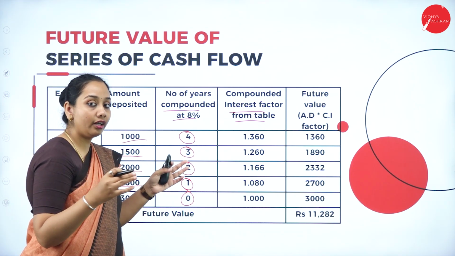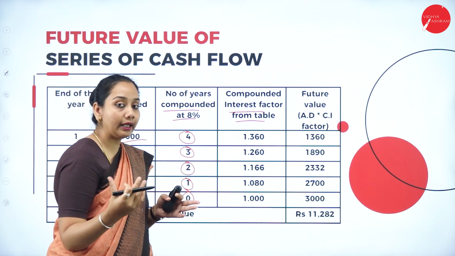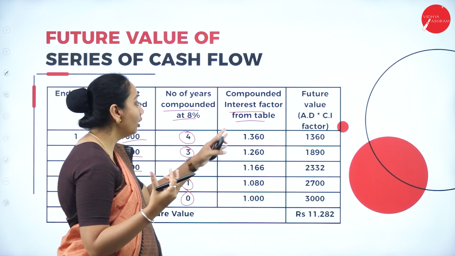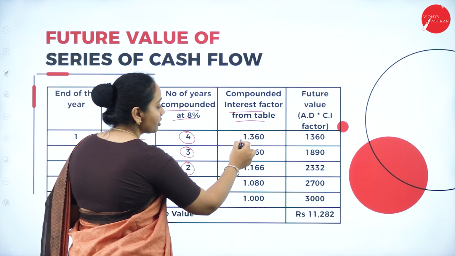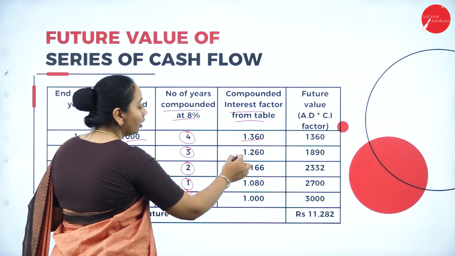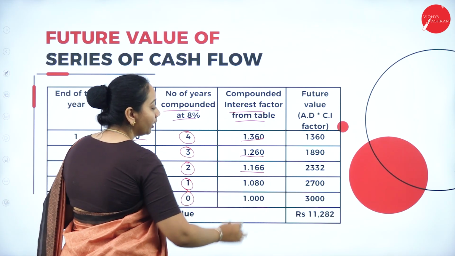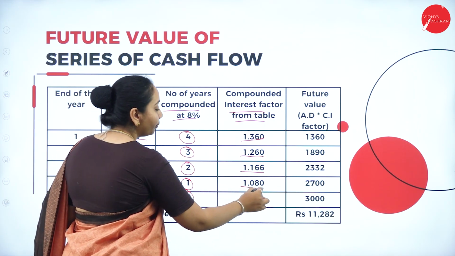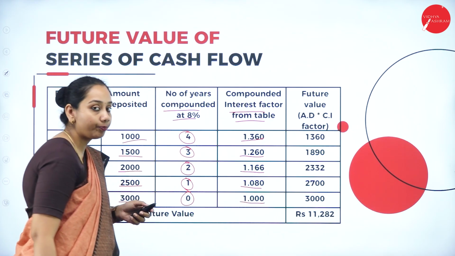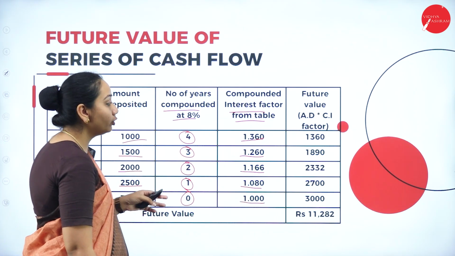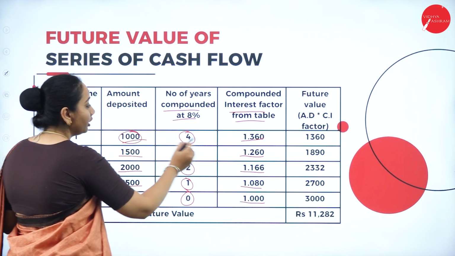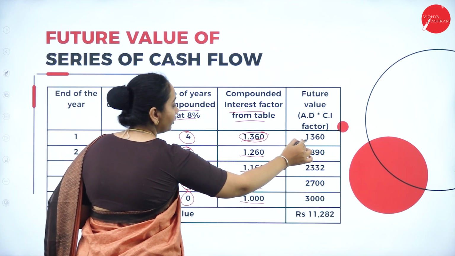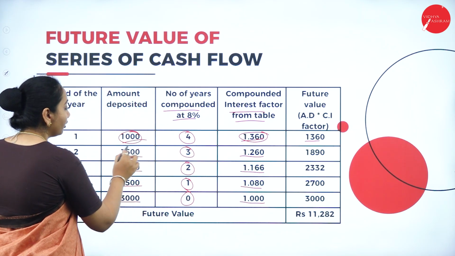So the compounded interest factor I have taken from the table. You can refer to Google, or you can take any textbook and find out the compounded interest factor. So the factors are 1.360 for the first year, then 1.260, 1.166, 1.080 and then 1. The future value is calculated as the amount deposited, 1,000 into 1.360, will get 1,360.